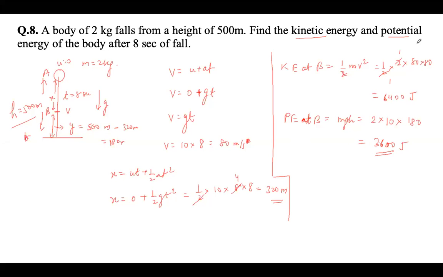So you have to find kinetic and potential energy separately. So this is how you calculate the kinetic energy and potential energy separately of an object which has fallen for a time period of 8 seconds.